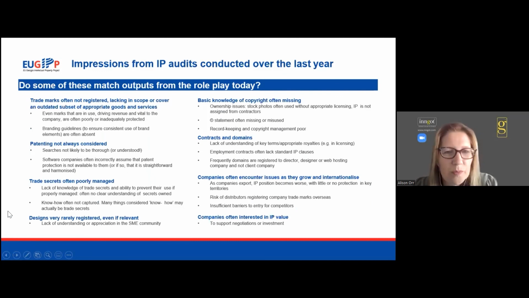And I've just put this slide up that I used yesterday as quite typical observations that we see from the audits that we conduct. And I think many of the companies that you will deal with, you will find the same things around the lack of coverage or registration of trademarks, checking if there is any patentable innovations within the business, checking the management and understanding of trade secrets, etc.